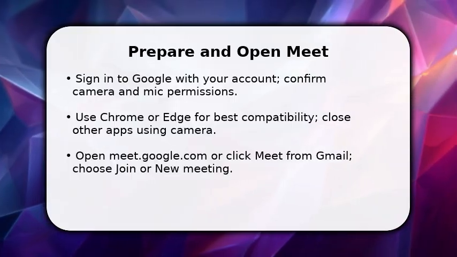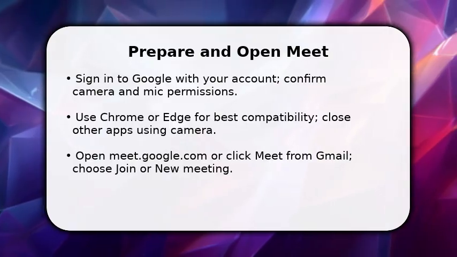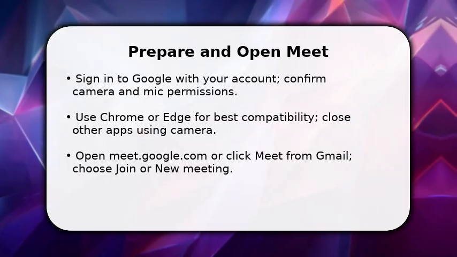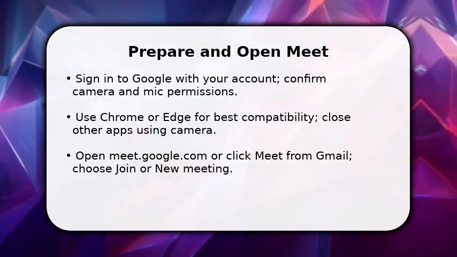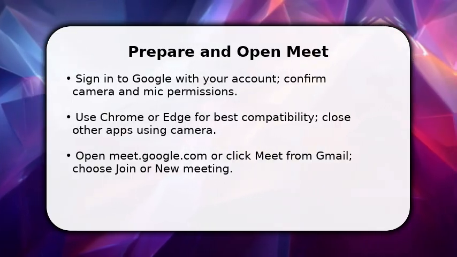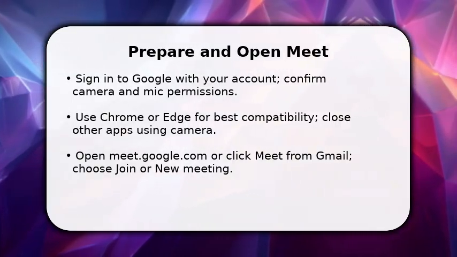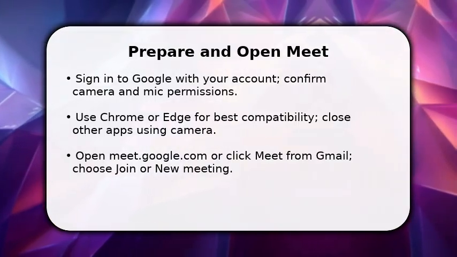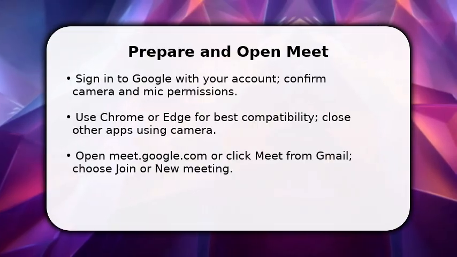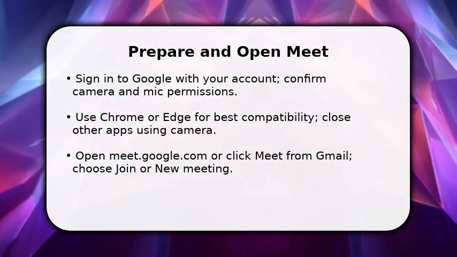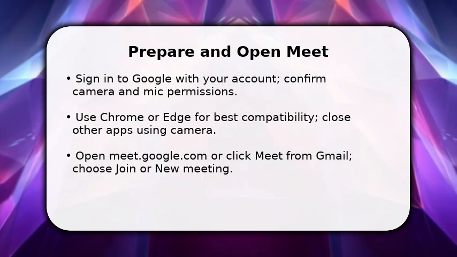You start by confirming essentials. Sign into Google and allow camera and microphone access so audio and video will work. Next, use Chrome or Edge for smoother performance and close apps that might block the camera. Once done, navigate to meet.google.com or open Meet inside Gmail, then click Join a Meeting or New Meeting to begin. Doing these steps first avoids permission prompts mid-call and ensures you can enter immediately without troubleshooting device content.